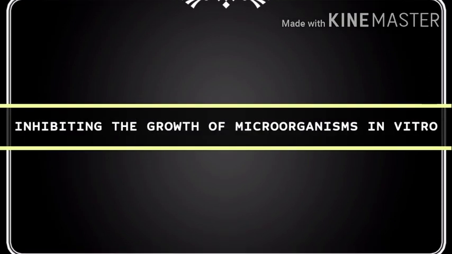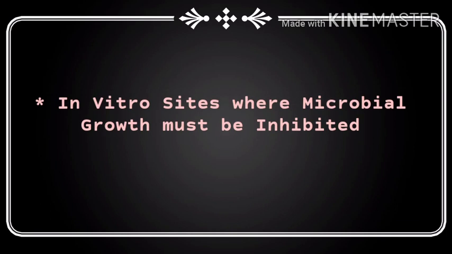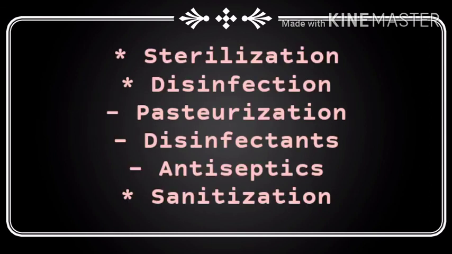Inhibiting the growth of microorganisms in vitro. Here are some sites where microbial growth must be inhibited, such as hospitals, nursing homes, and other healthcare institutions. It needs to be inhibited so that the patients will not be infected, and also other staff members or even the visitors. Then, food and beverage processing plants, kitchens, or even bathrooms and restaurants.